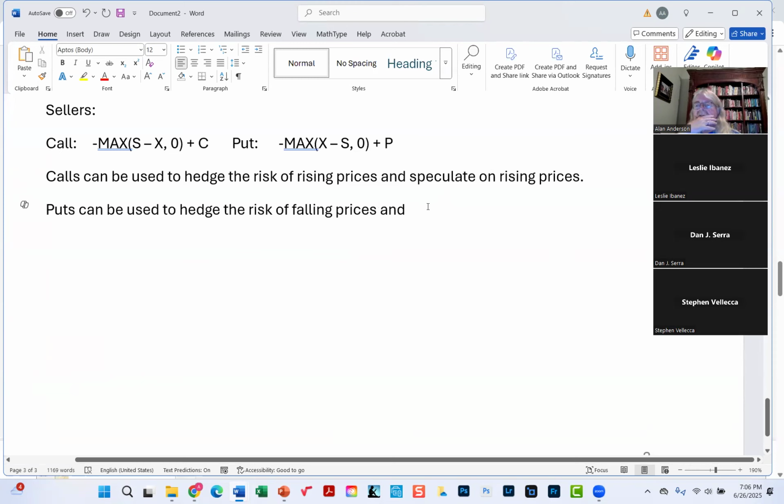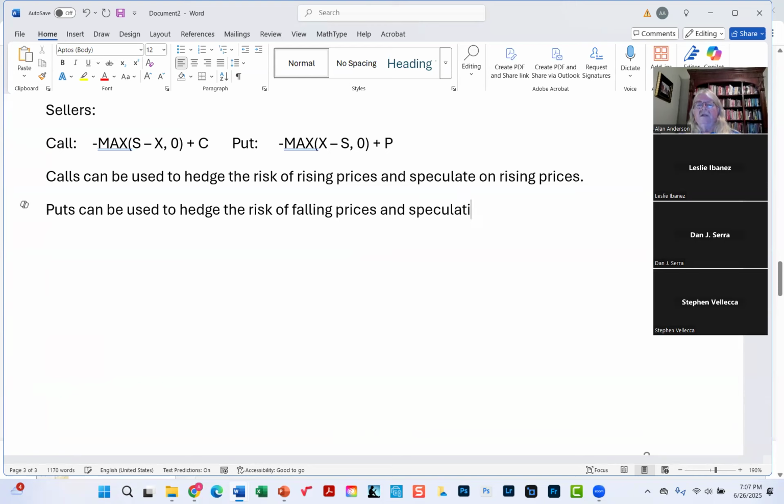And by the way, if you don't exercise it, you still always have the right to sell it to somebody else. And that's how you could collect your profits without actually taking delivery of the asset. So puts can be used to hedge the risk of falling prices and speculate on falling prices. Either way, you'll make money, whether you're the hedger or the speculator. That's what they're for, okay?